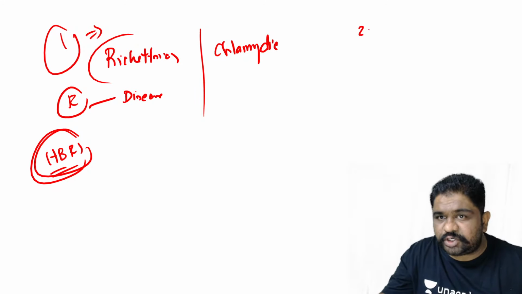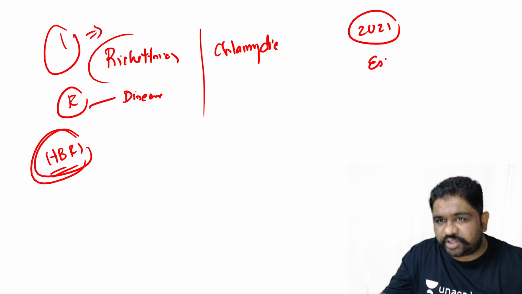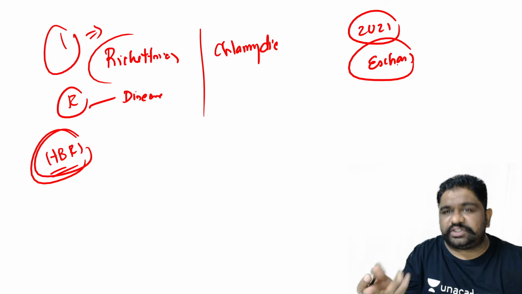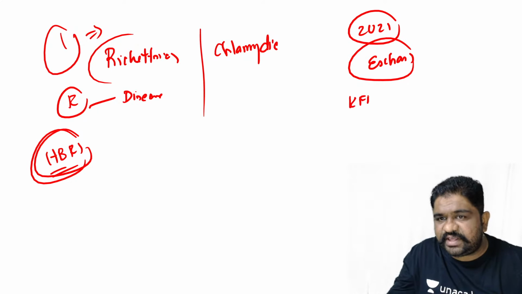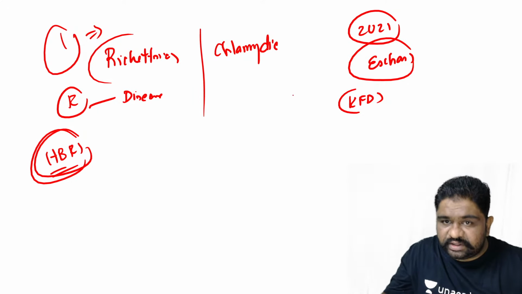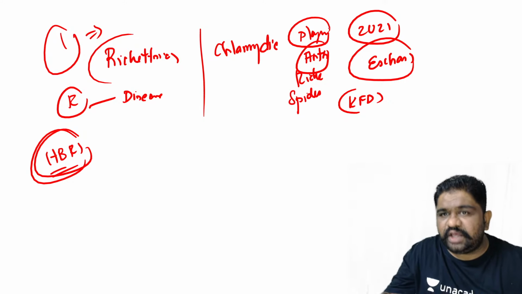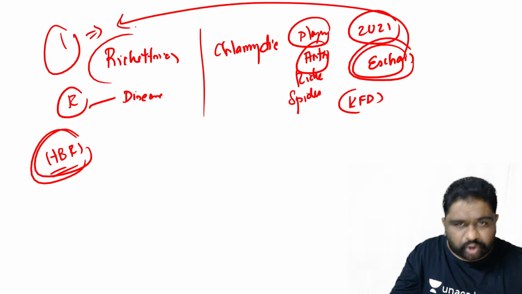In INICET 2021, last month, you had a question on eschar. They asked you among the bacteria or among the organisms who cannot cause an eschar. The answer was KFD cannot cause eschar, while the spider toxin can cause eschar, rickettsia can cause eschar, anthrax can cause eschar, Yersinia pestis induced plague can cause eschar. When you learn about eschar, you can learn about rickettsia also.